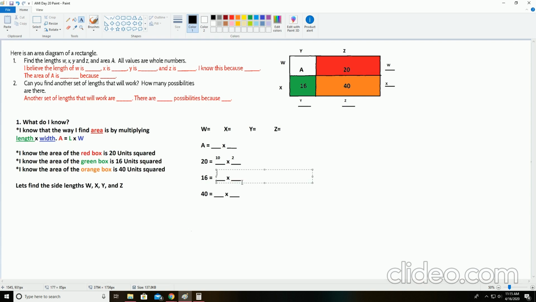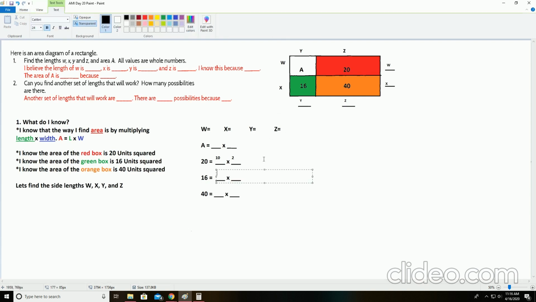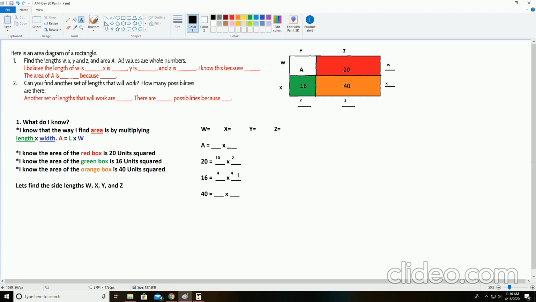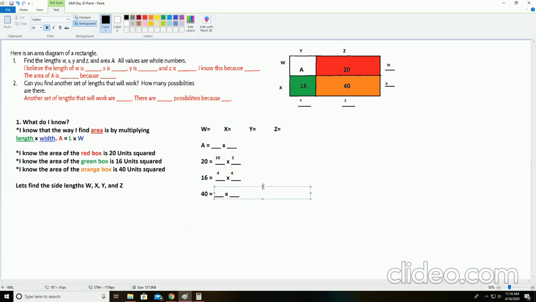Two numbers that I could think of that I could use for X and Y could be 8 and 2, or 4 and 4. For this example, I'm going to use 4 and 4. Right now I'm just kind of guessing because I know that 4 times 4 is 16 and 2 times 10 is 20. And then for my last one, I went with 10 times 2 up here for the 20, so I'm going to go with 10 times 4 this time. And I'll tell you why I did that in just a second.